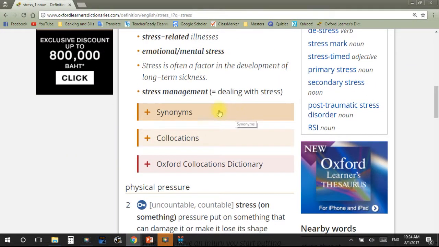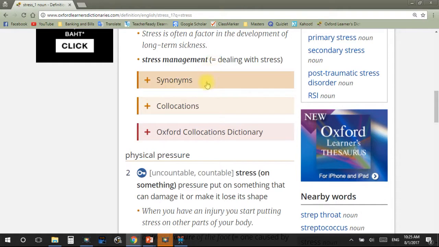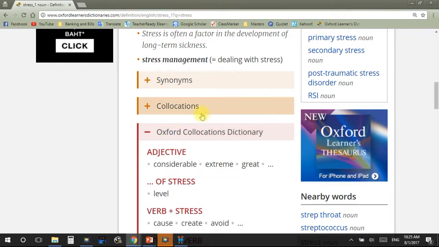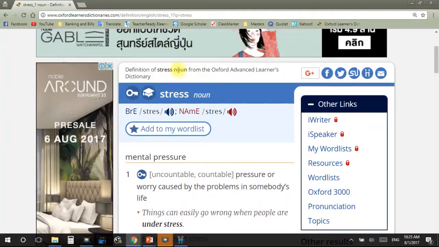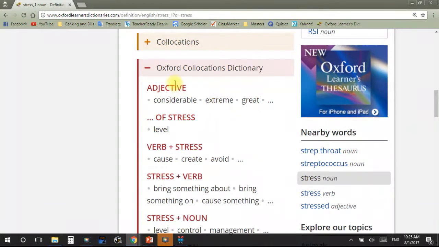Also, what we can see here is we've got synonyms, collocations, and Oxford Collocations Dictionary. What I want to show you today, though, is the Oxford Collocations Dictionary. This is a partially free service that you can use. So let's look. We can remember from previous lessons that collocations mean words that just go together naturally in a language. So since we're talking about the noun stress, we can see some adjectives that go along with it.